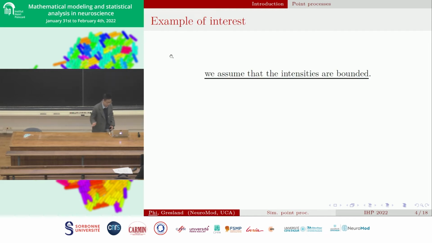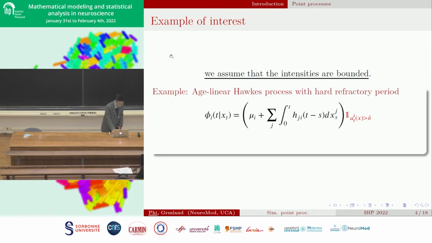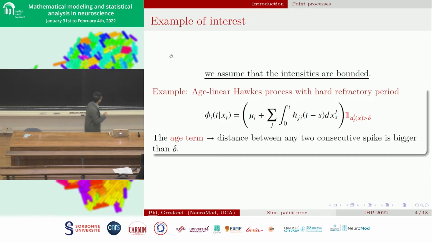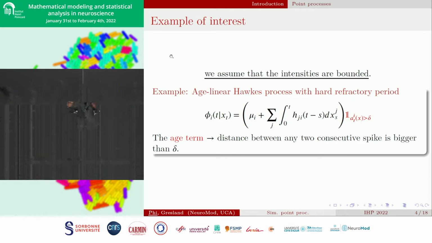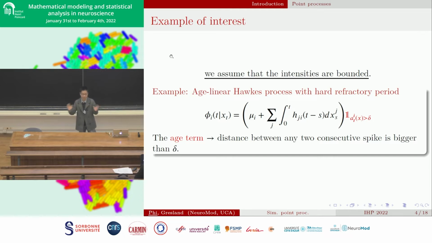For simulation reasons, I will focus on bounded intensity. That means we add a delay term, the red term here, to the linear Hawkes process. By adding this term, you will have no more than two points during a small delay of delta. That somehow gives you the idea of an upper bound of the intensity.